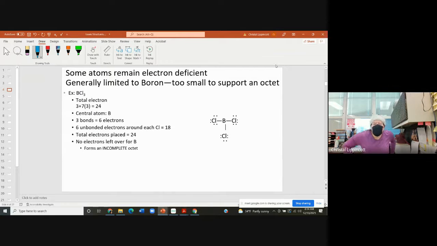All right. Some atoms remain electron deficient, meaning that they don't need a stable octet. Boron tends to be the only one that this really happens with, and the only one that you need to think about. But boron's actually happy with 6 electrons. Everything else pretty much needs 8, unless it's hydrogen.